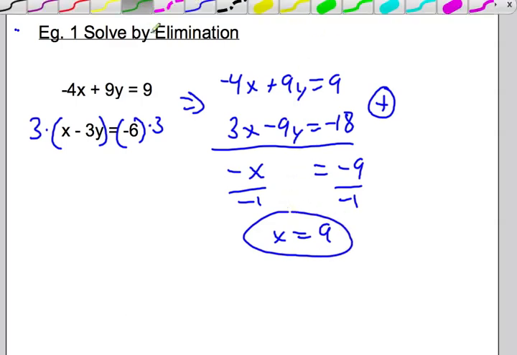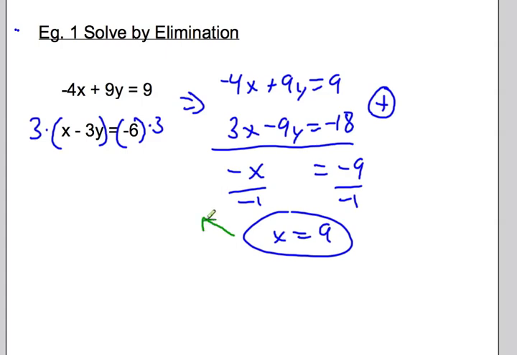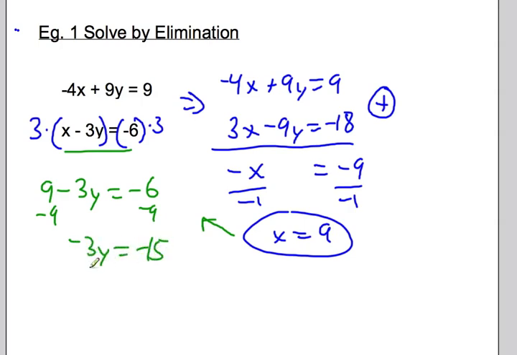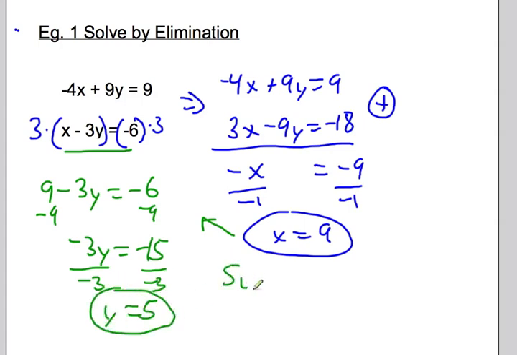Now we need to find the y value. So we can use either one of these equations. I think I'll try the second one here. So I can substitute, instead of x I have 9. 9 minus 3y equals negative 6. Subtract the 9, we have negative 3y equals negative 15. Divide by negative 3, y equals 5. So there's our solution. It's 9, 5.